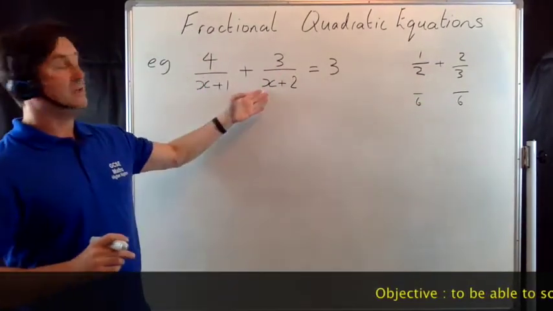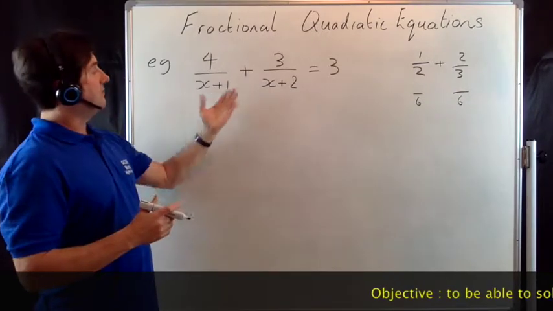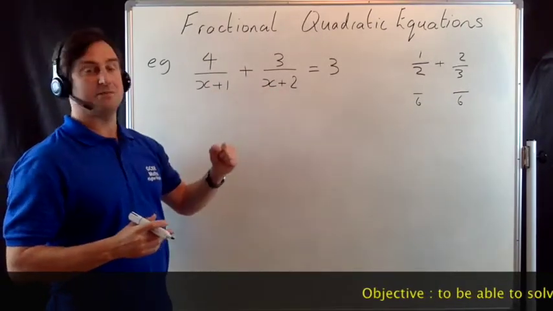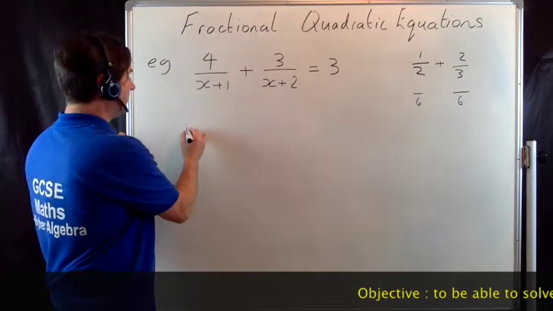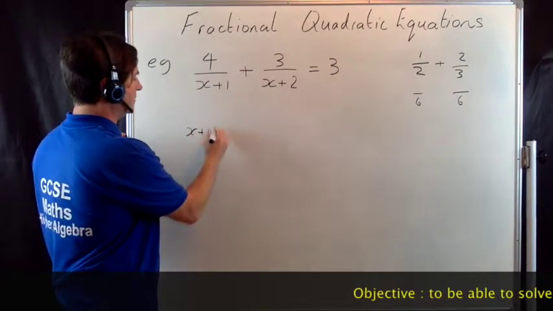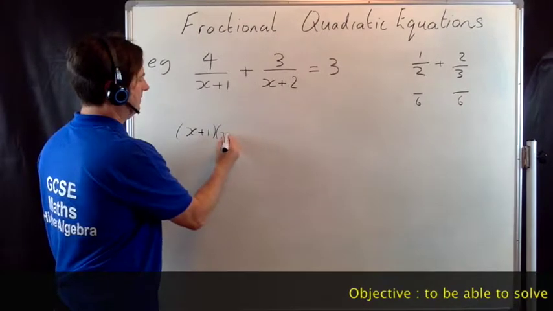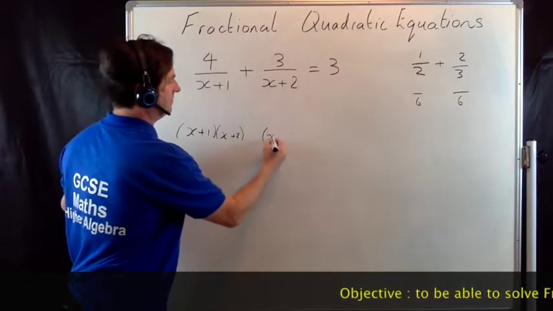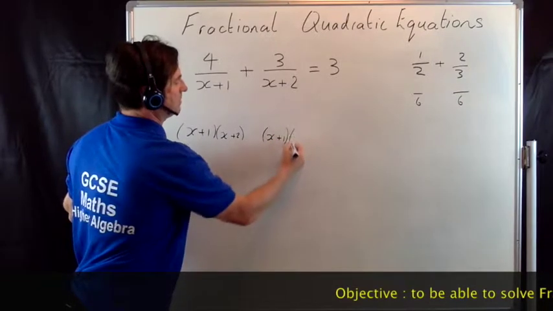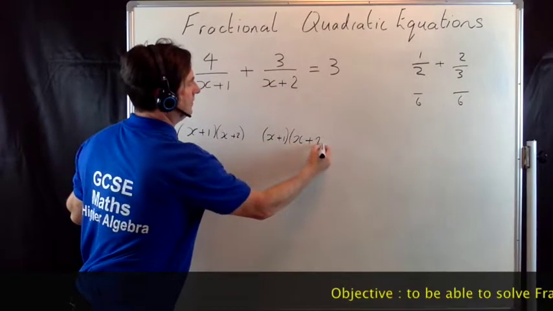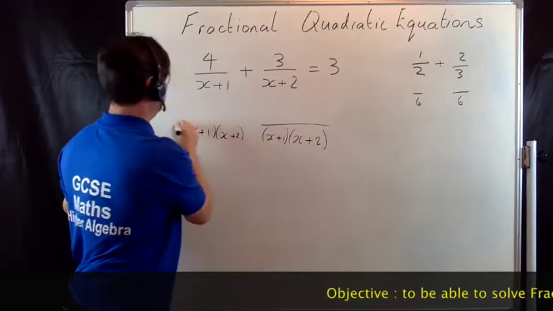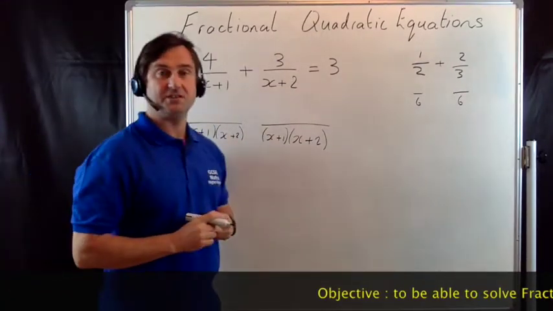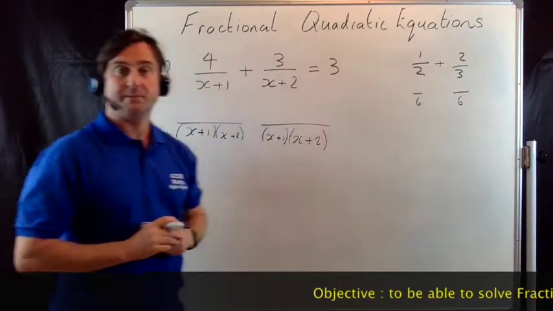So I could do that with this, but this time I'm going to have to times these two denominators together, x plus 1 times x plus 2. I'm just going to leave that as x plus 1 and x plus 2. I've just timesed that by that, showing it by the brackets. Same as what I've done there.